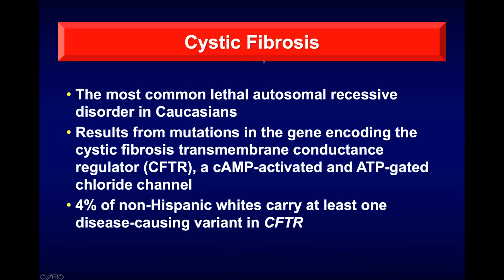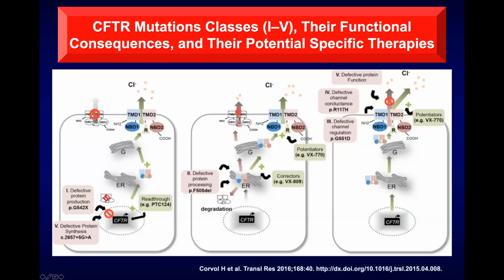Cystic fibrosis, as you may know, is the most common autosomal recessive lethal disorder in Caucasians. It's due to variants in a gene that encodes a chloride channel that's present in the lung tissue as well as other tissues. It used to be pretty lethal. There are many different variants in the gene. Some of them cause the protein not to be produced properly. Some of them cause the protein not to get processed or upregulated to the cell surface.